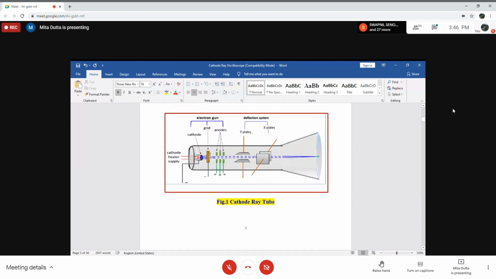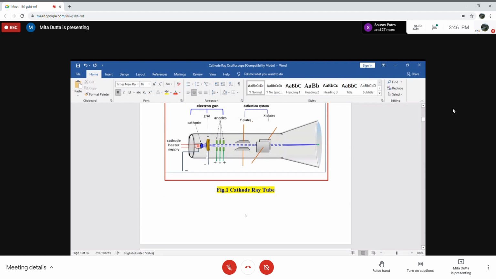Now, the voltage applied to this grid is controlled by the knob on the front panel of the oscilloscope, and that knob is marked as focus, because it controls the intensity. Oh, sorry, that is marked as intensity, not focus. For focusing there are separate anodes here. So this is an intensity control knob.